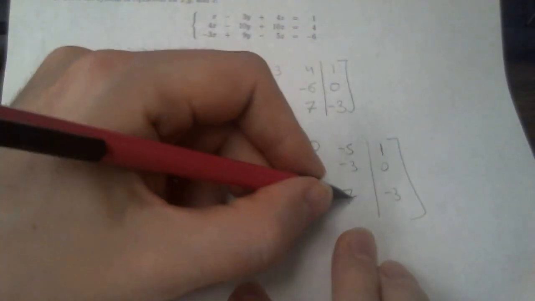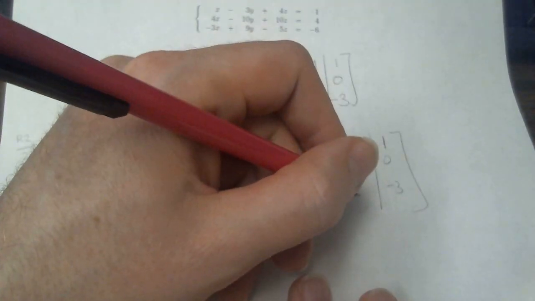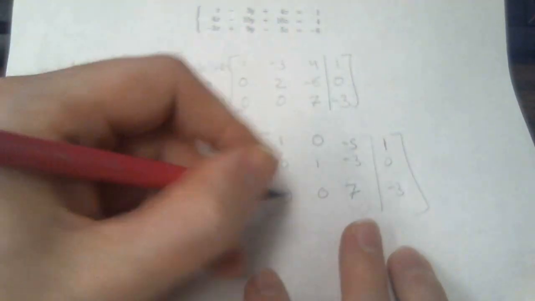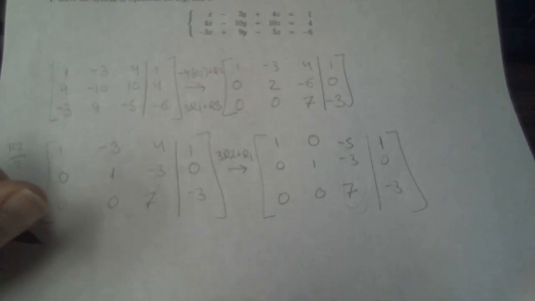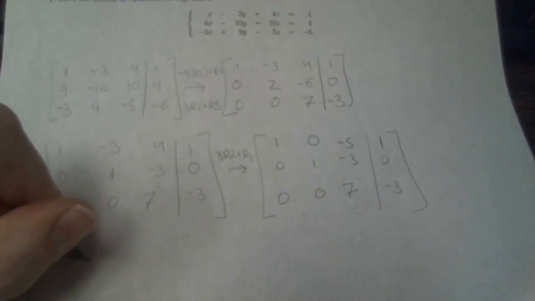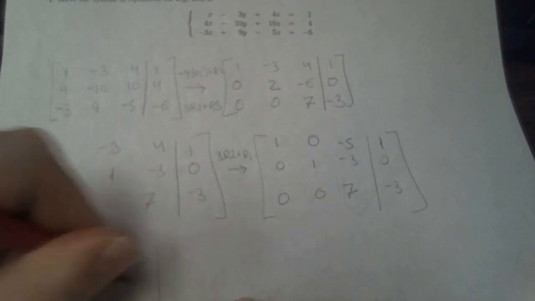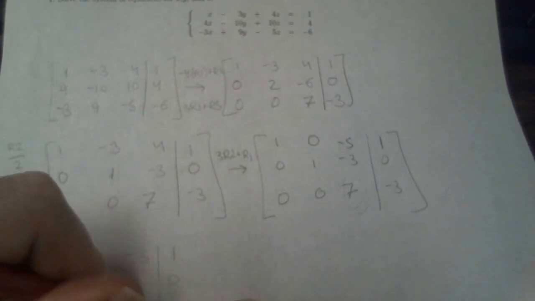All right, so then we're just going to do the same thing for this third column here. So here we just need to figure out what do we need to divide 7 by to get 1. In that case, it's going to be 7. So we're just going to divide everything in the third row by 7. So row 3 divided by 7. 1, 3, 0. And then we have 0, 0, 1, and then -3/7.